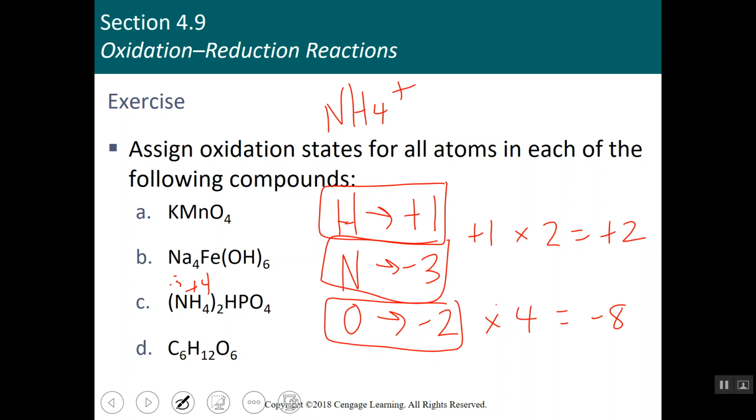Now, we've dealt with this atom, we've dealt with this hydrogen. This hydrogen itself is also going to be a +1. So we've got another hydrogen in there that's a +1. Okay, so now if we total that up, that makes a total of -5 on this neutral compound. So that means we need to assign a +5 to that phosphorus.